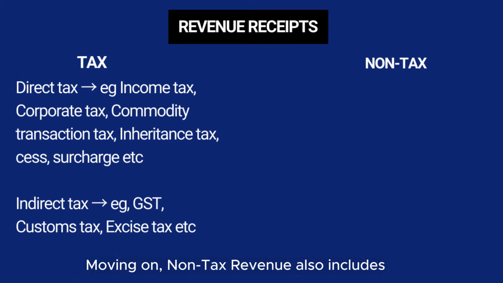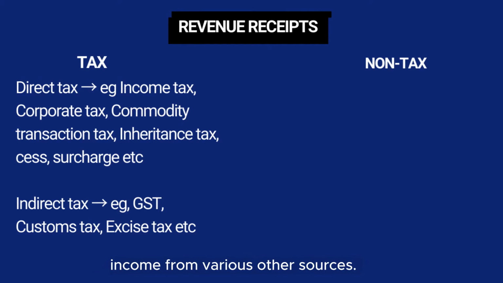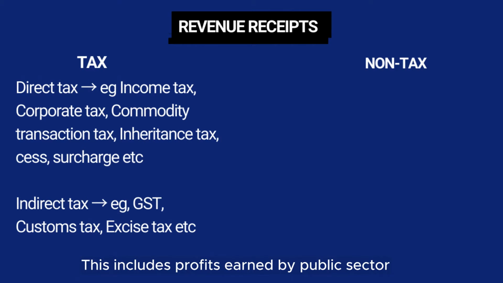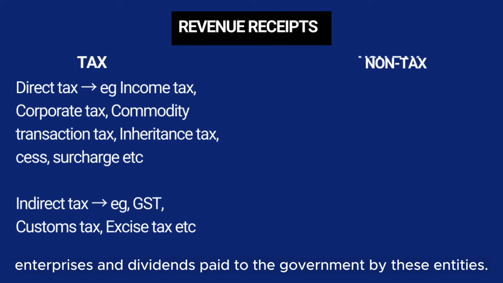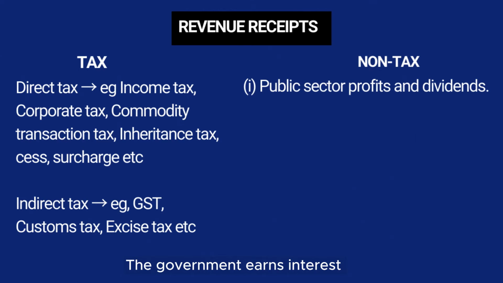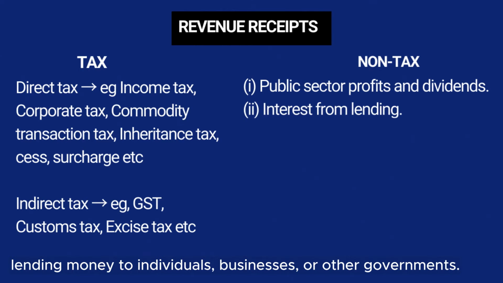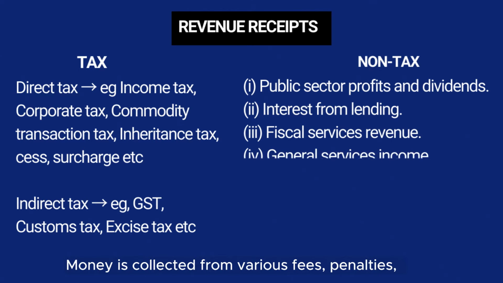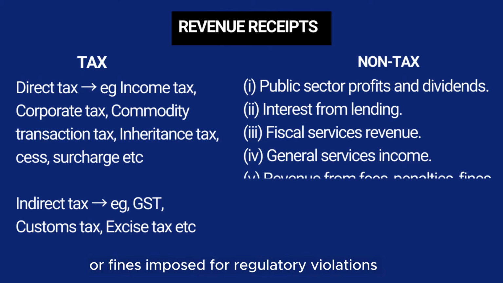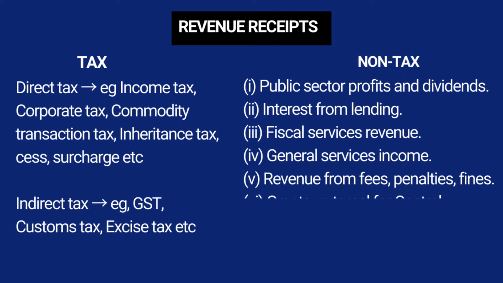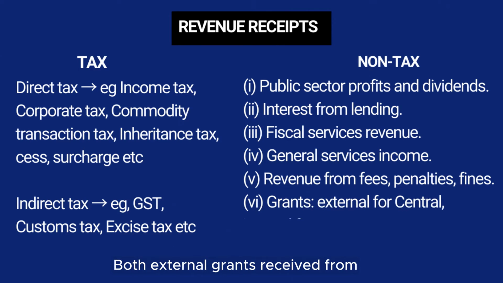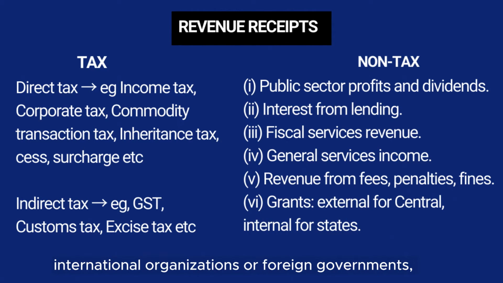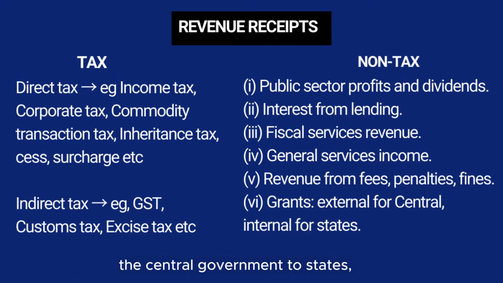Moving on, non-tax revenue includes income from various other sources. This includes profits earned by public sector enterprises and dividends paid to the government by these entities. The government earns interest from lending money to individuals, businesses, or other governments. Money is collected from various fees, penalties, or fines imposed for regulatory violations or administrative purposes. Both external grants received from international organizations or foreign governments, as well as internal grants provided by the central government to states, contribute to non-tax revenues.